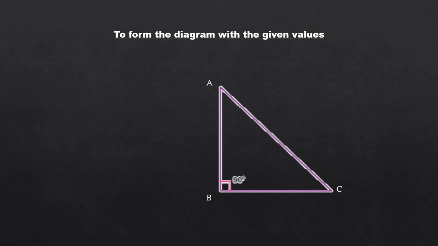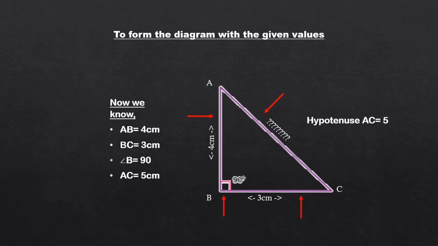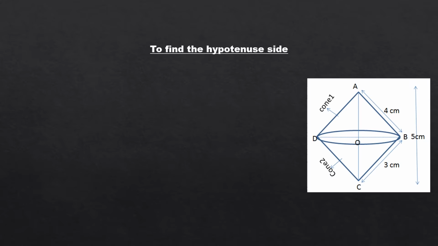The diagram here shows us that side AB is 4 centimeters. The 90-degree angle has been named as angle B, side BC is 3 centimeters, leaving us with side AC completely unknown to us. Using the Pythagoras theorem, we have found out that our hypotenuse side AC is equal to 5 centimeters, which will be shown now. To find the hypotenuse side, we have to use the Pythagoras theorem. In our previous diagram, we were left with side AC unknown to us, which now we're going to find.